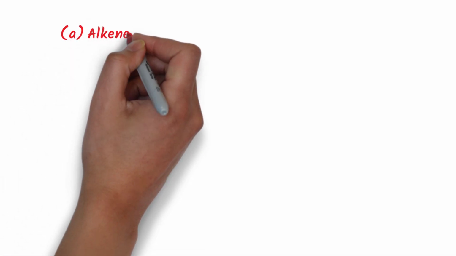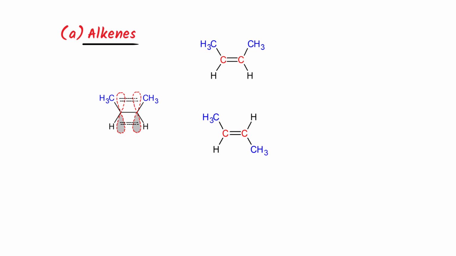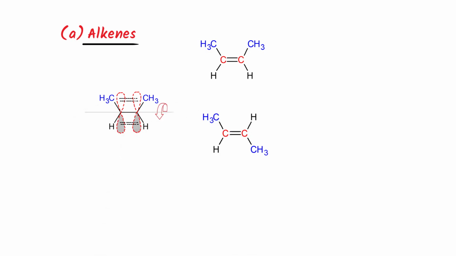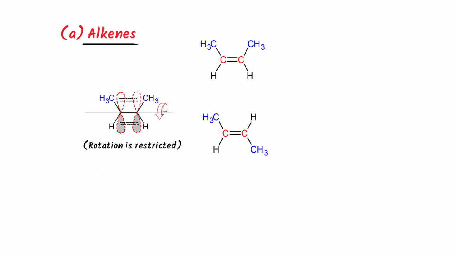So we have alkenes. As you see, the two molecules have the same molecular formula and structural formula, and the double bond between two carbon atoms is restricted because it's formed by the lateral overlapping of two p orbitals. If you begin to rotate one, the pi bond will break, hence the rotation is restricted. The first condition is satisfied.